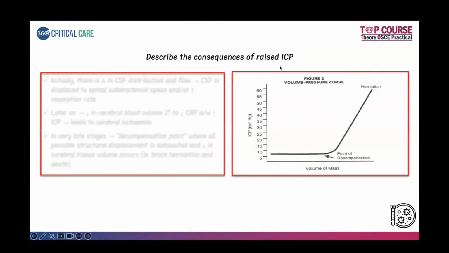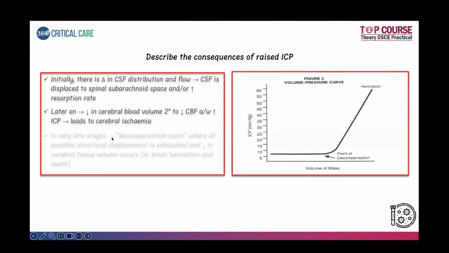Now describe the consequences of raised ICP. So initially there is compensation, there is this redistribution of CSF in the brain. If the pressure increases in the brain, CSF is displaced to the spinal subarachnoid space and/or there is increased reabsorption rate, both happen. But later on, once there is decreased cerebral blood flow secondary to raised ICP, it can cause cerebral ischemia, because if the pressure inside the brain increases, there will be less blood going into the brain.